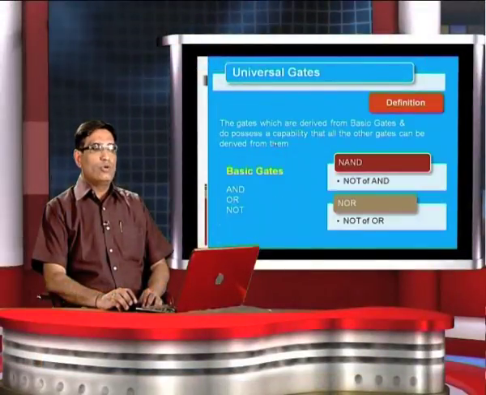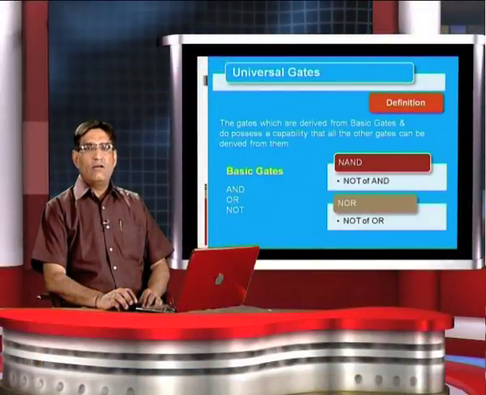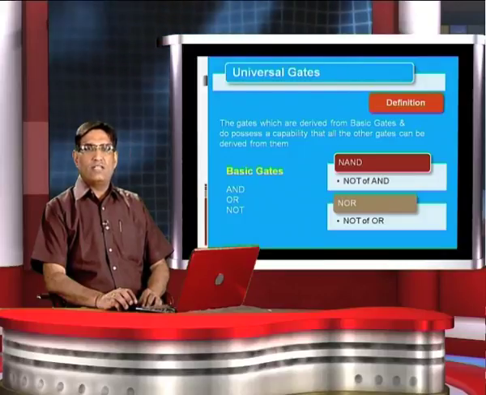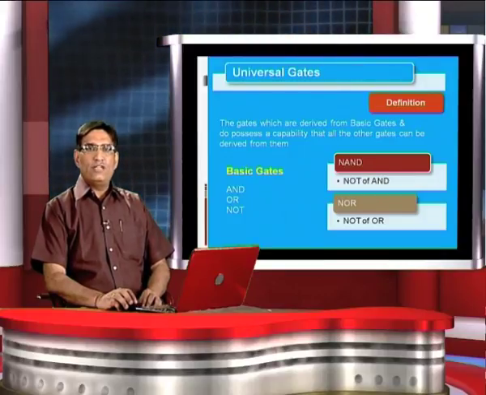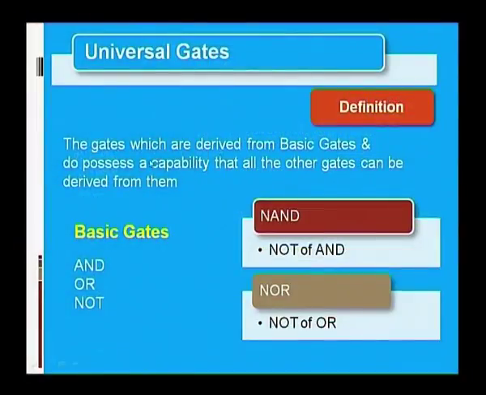Let us move to universal gates. Now let us define what are universal gates. The definition of universal gate is the gates which are derived from basic gates, that means they are derived from AND, OR and NOT, and do possess a capability that all the other gates can be derived from them.